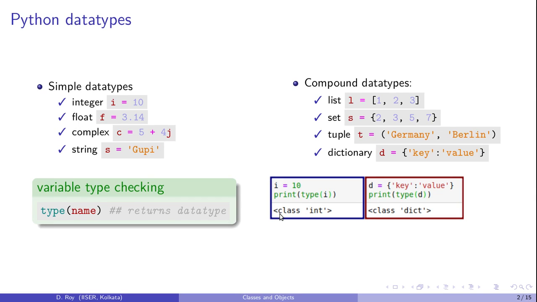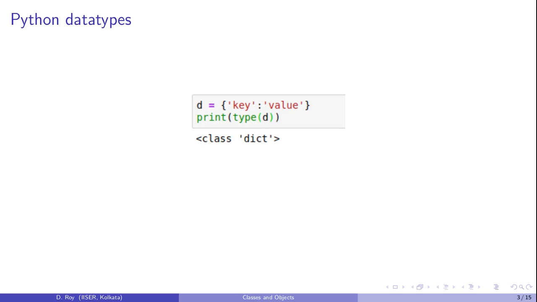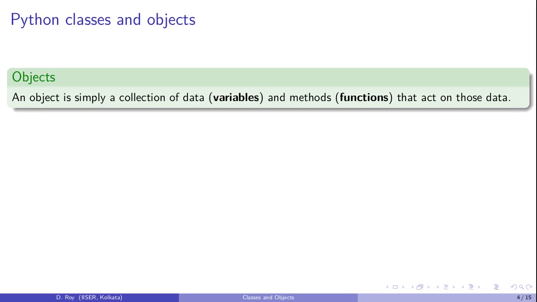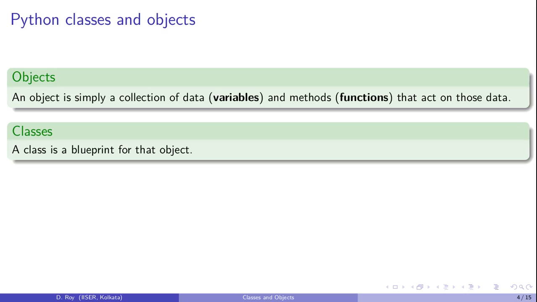While writing our past codes to check the data type of a defined variable, we have come across this term class. In Python all data types are classes which are defined in Python, and every time we declare a variable of some type, an object of the corresponding class is actually created in the memory. Formally, an object is a collection of data or variables and a set of methods or functions that act on those data, and classes are formally the blueprint of that object.